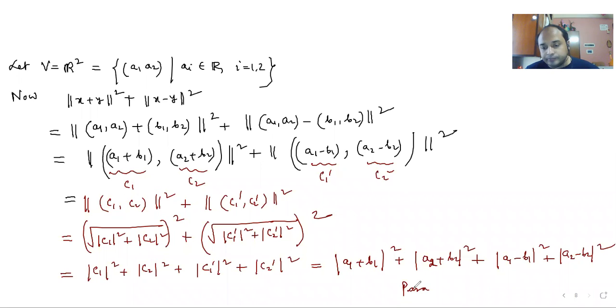Parallelogram law in 2D space. Everything you can get as a general proof from these general cases.